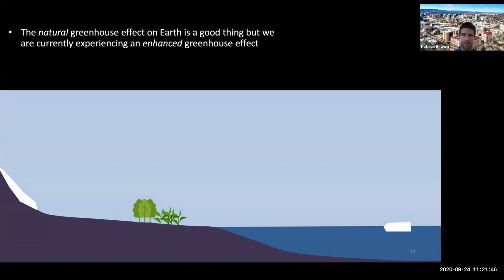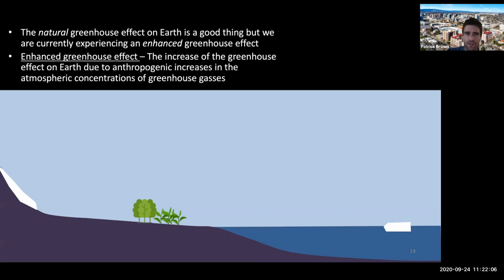I just want to make the distinction that the greenhouse effect is not some new thing that humans are causing. We have a natural greenhouse effect on Earth, which is a good thing, and it's caused the Earth to be warm enough to have liquid water and to have life. But what humans are doing is enhancing the greenhouse effect. They're increasing the greenhouse effect on Earth by increasing the concentrations of greenhouse gases.